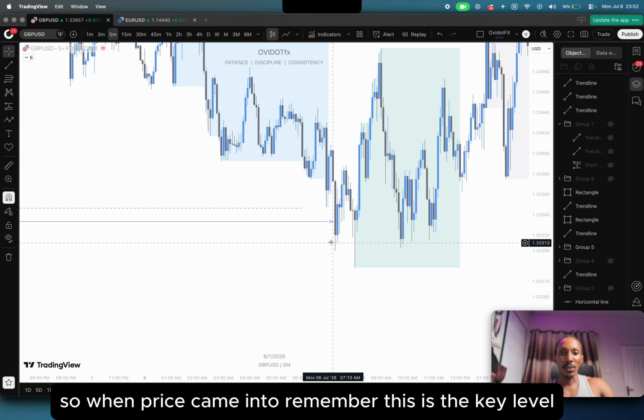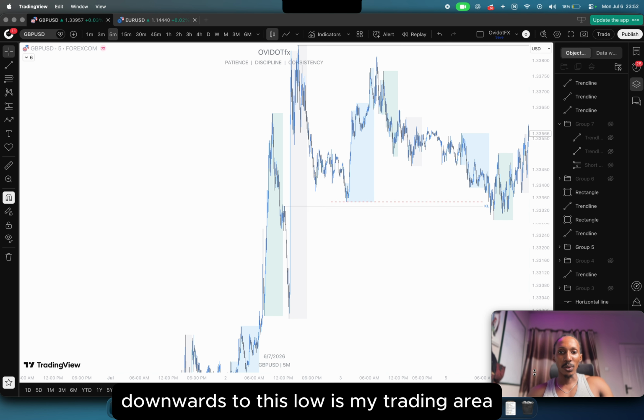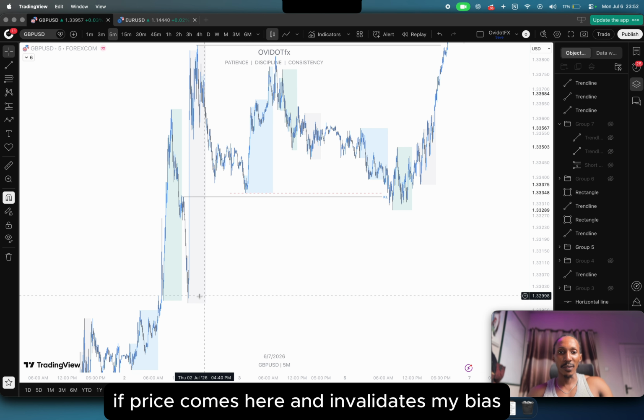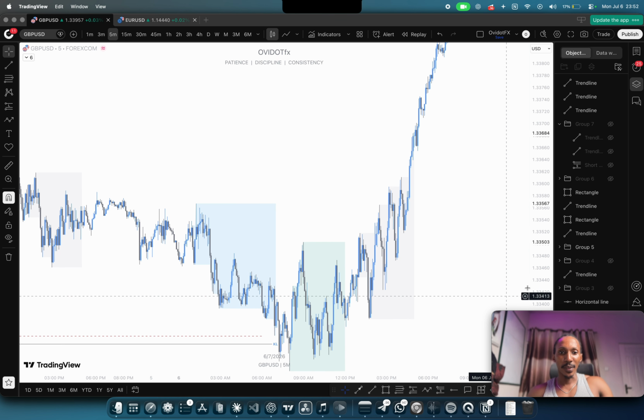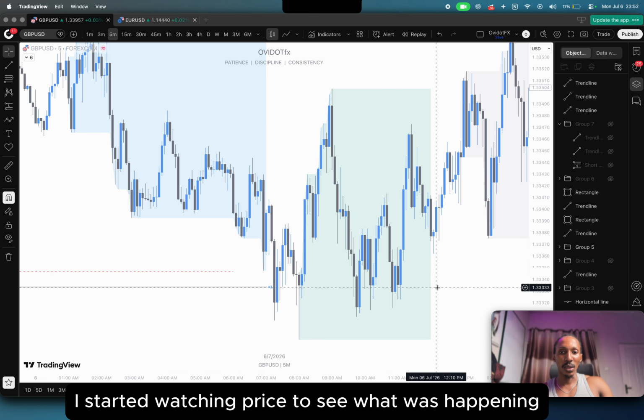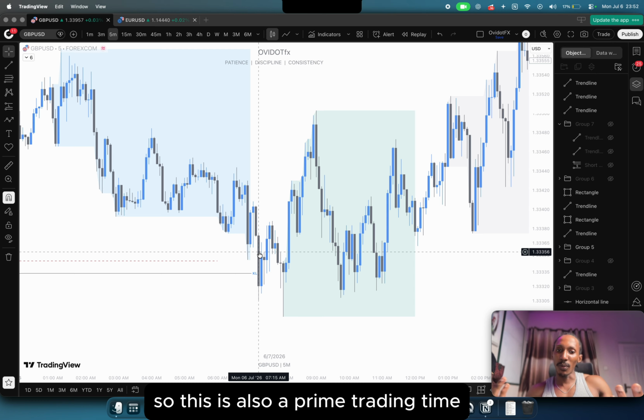So when price came into, remember this is the key level. I remember that everything from here downwards to this low is my trading area, if price comes here and validates my buys. But yeah, when price got to that area, I started watching price to see what was happening, and this was around 7:15. So this is also a prime trading time.